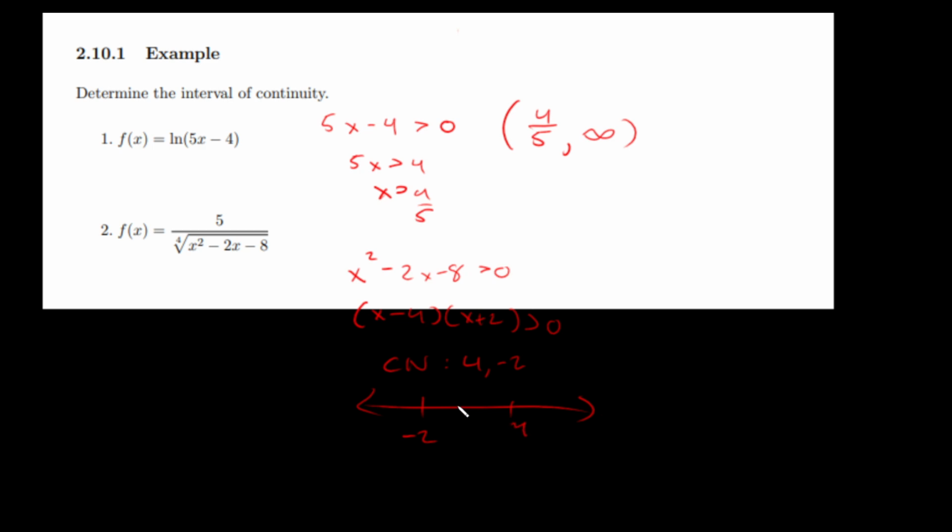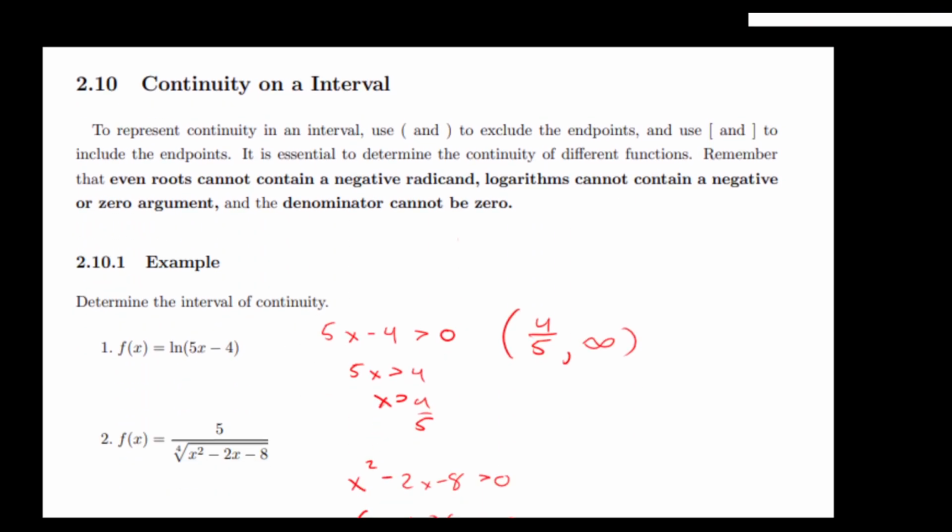And then we can find when it's going to be positive or when it's going to be negative. From negative infinity to negative 2, say negative 3, it's going to be positive, then negative, then positive. And we want it to be positive, so that means our interval of continuity is negative infinity to negative 2, and 4 to infinity. So this positive spot and this positive spot. And that's how we find continuity on an interval.